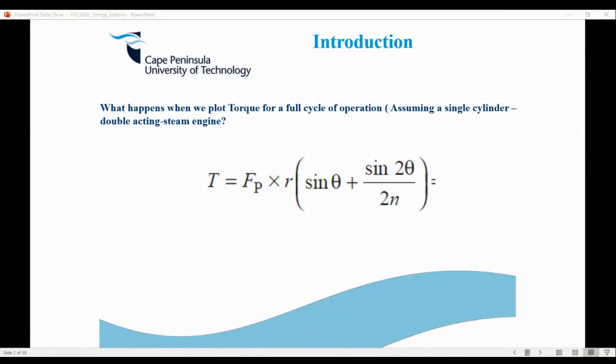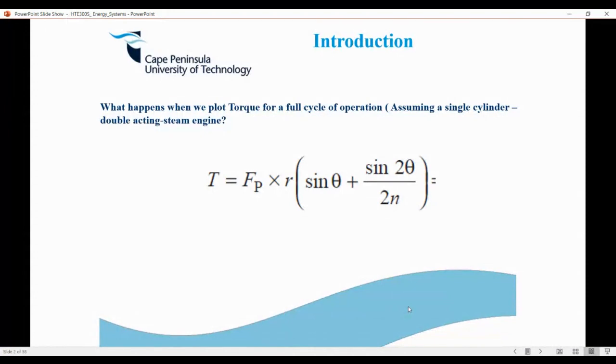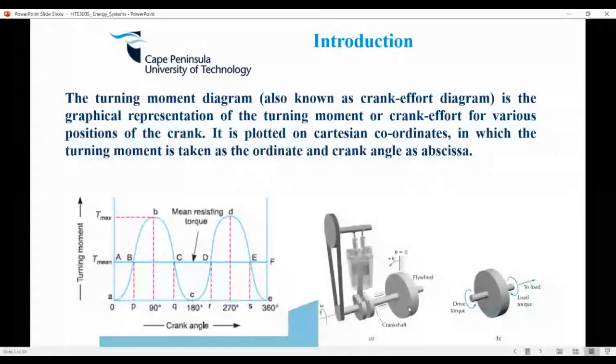Where we're heading is that if we were to plot, for instance, from 0 degrees to 2 pi radians, or 360 degrees, for a full cycle of operation, we have our FP that stays the same, although it changes depending on where you are. So we plot torque with respect to theta, the crank angle.